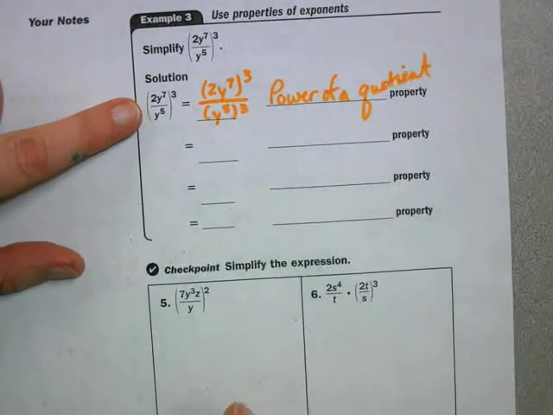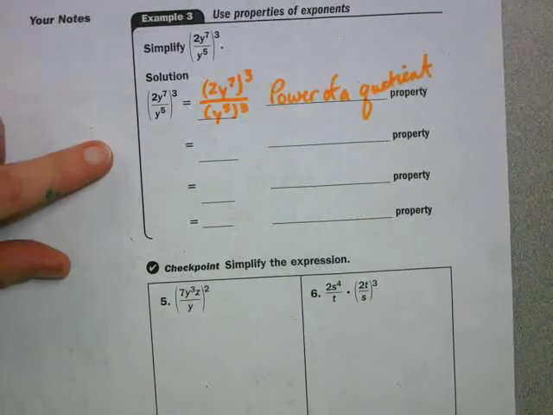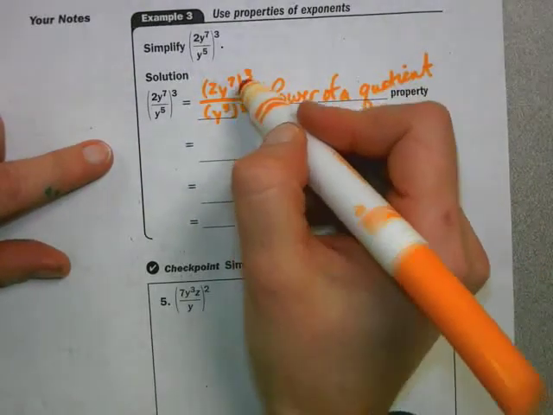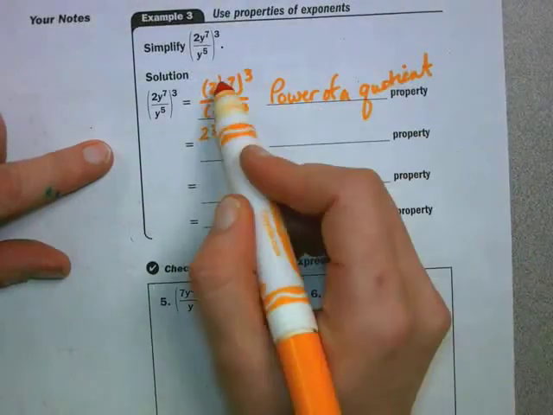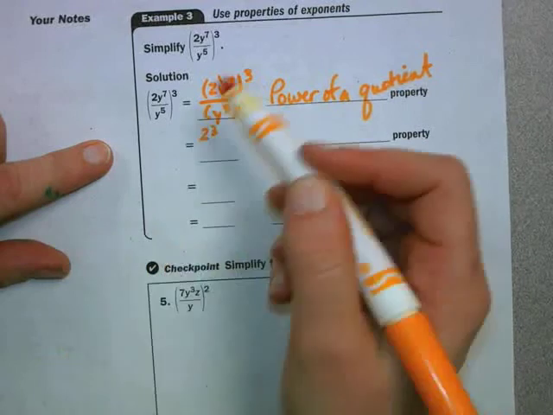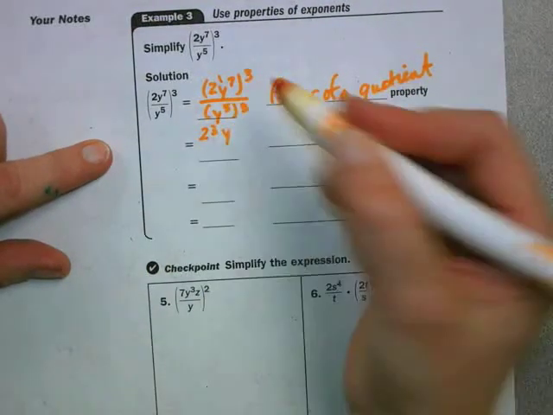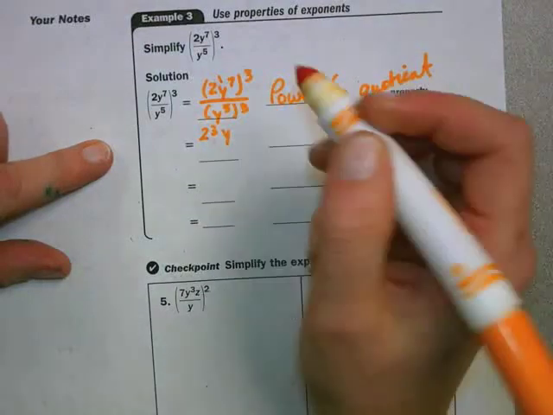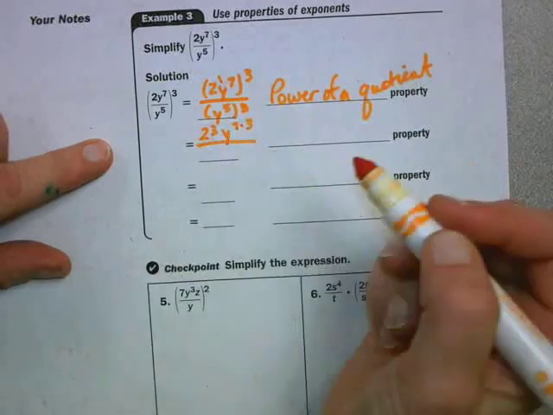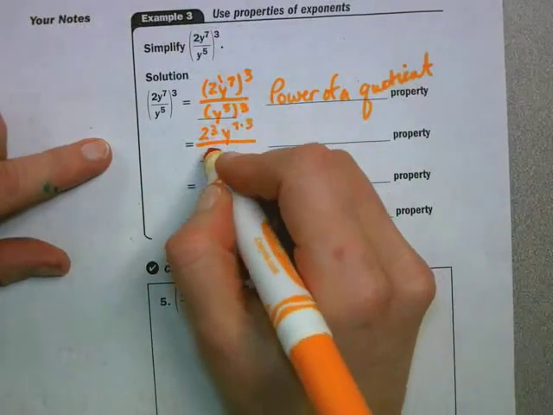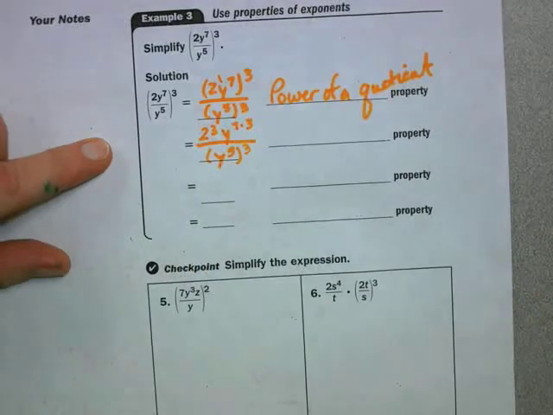Okay, now I'm going to deal with the numerators and the denominators. So let's focus on the numerator right now. Each one is being raised to the third power. So 2 is to the third power, and it's 2 to the 1st going to the third power, so it's 1 times 3 is 3. And then y to the 7 times 3 power is 21. So I'm going to write it out 7 times 3. And the bottom, I'm going to just leave it there for a second as y to the 5th raised to the third power. So that's power of a product.